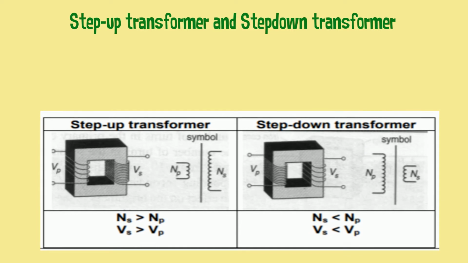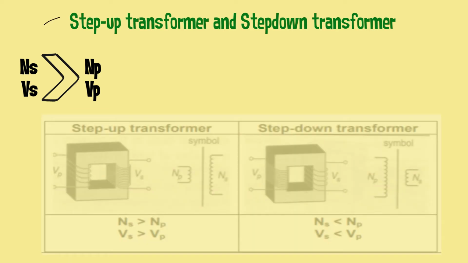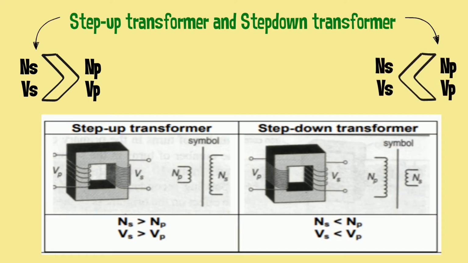For a step-up transformer, Ns is greater than Np, and Vs is greater than Vp. For a step-down transformer, Ns is lower than Np, and Vs is lower than Vp.